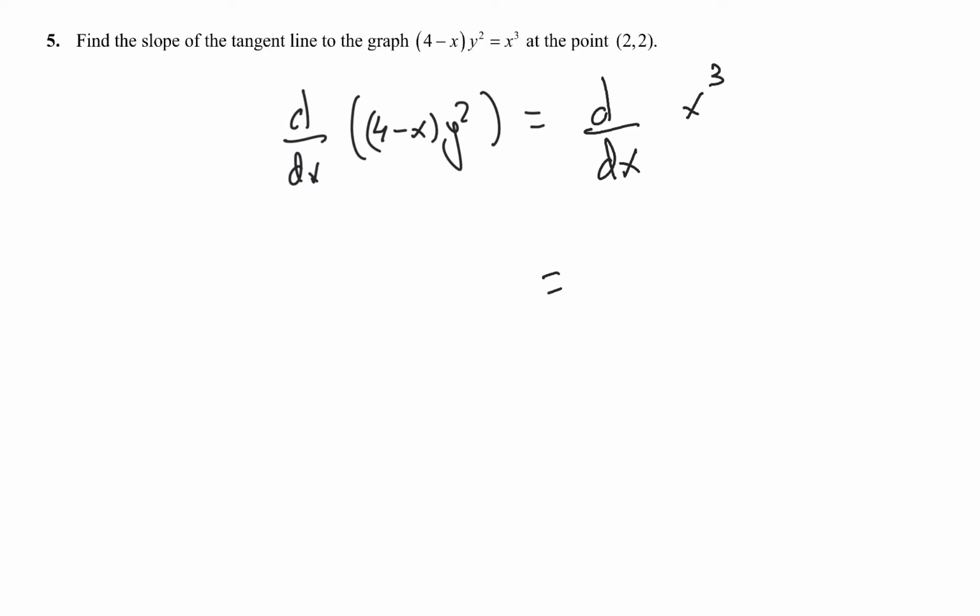What is the derivative with respect to x of x cubed? Is 3x squared. What is the derivative of this product? Is the derivative of the first of this product, the product of 4 minus x multiplied by y squared. The derivative of the first is, the derivative of 4 is 0, the derivative of minus x is minus 1, multiplied by the second, plus the first, 4 minus x, multiplied by the derivative of the second. The derivative of y squared is 2y multiplied by the derivative of y with respect to x.